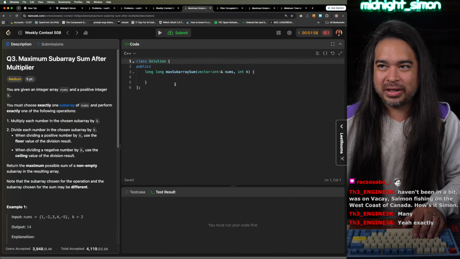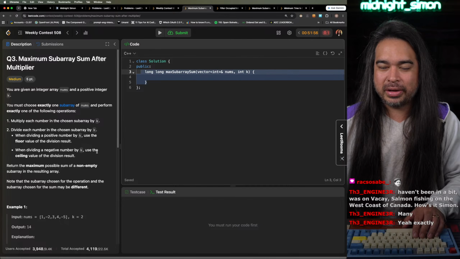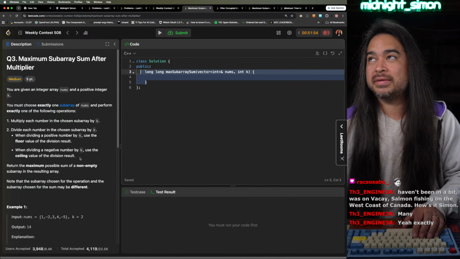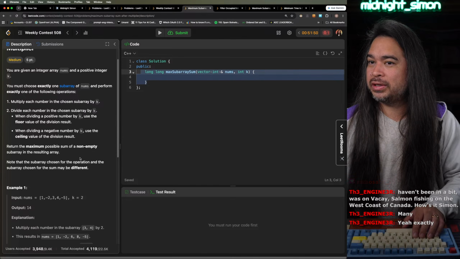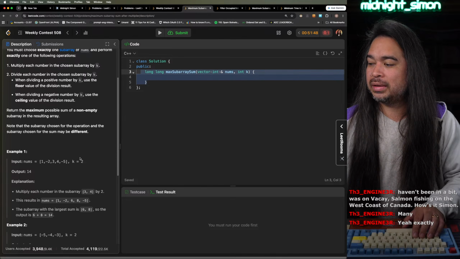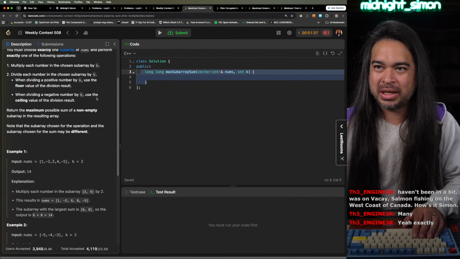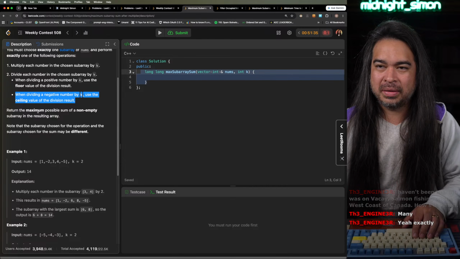Alright, let me try Kadane's here, and then I'll try and think of the negative case. Maybe the negative case, all negatives, it would just be this. It would just be the smallest number divided by k. If it's all negative.